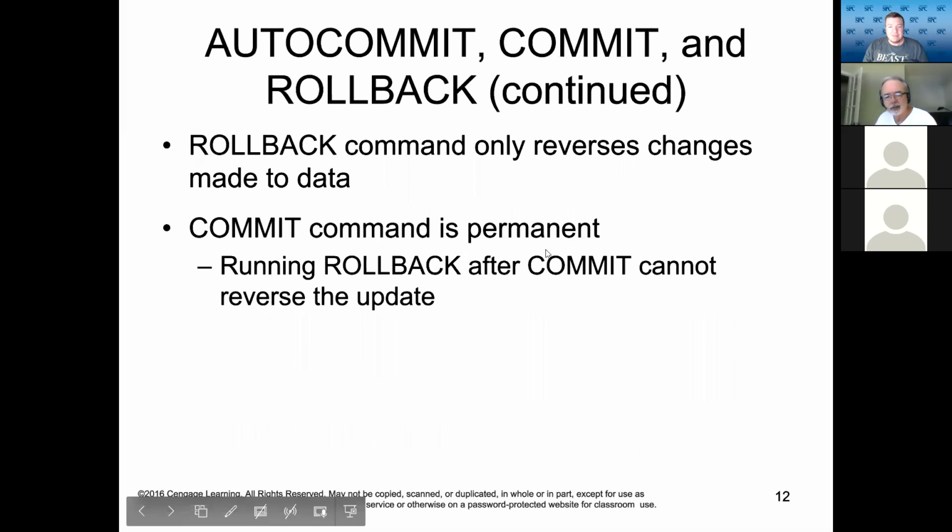All right, so that rollback command only reverses changes made to data. The commit command is permanent, so running rollback after commit cannot reverse the update. It seems logical. I'm not sure why they felt the need to put that in the book, but that is the case. And see that also as part of the auto commit. If auto commit is turned on, which it usually is, once it's auto committed, you cannot use rollback to reverse the update.